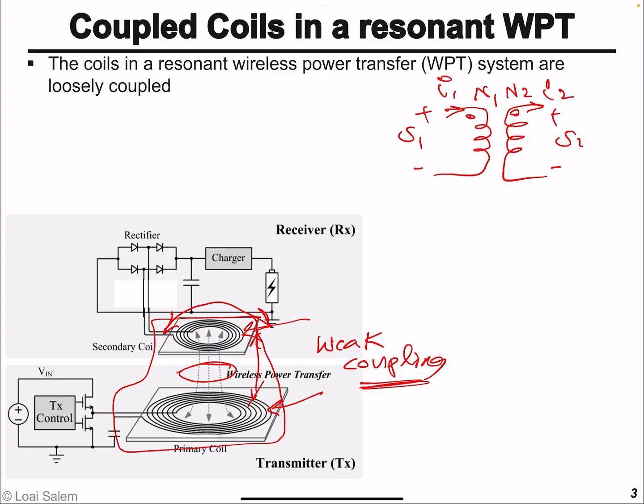Okay, so we will take this ideal model, or the model for tightly coupled coils, and we're going to add some parasitic elements that basically model the weak coupling that happens between the primary and secondary of loosely coupled coils.